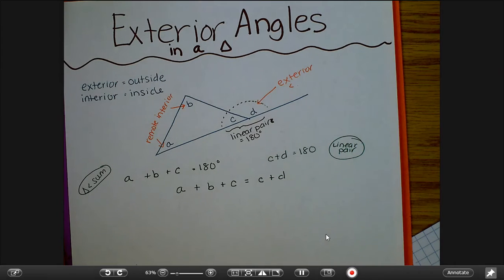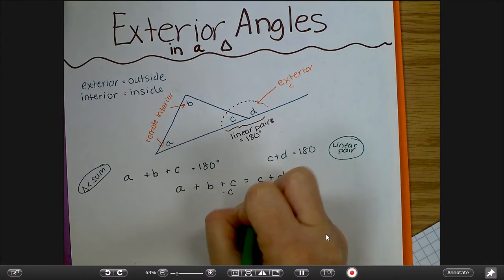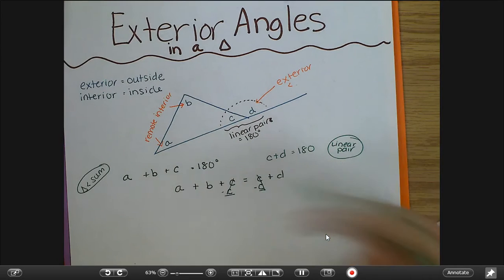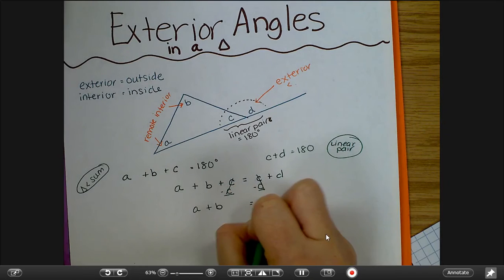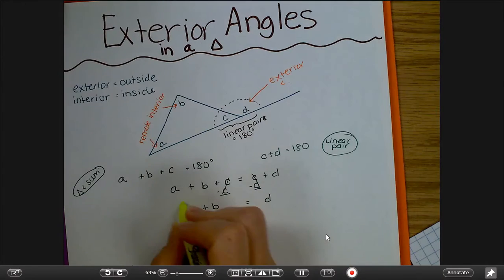And now we're just going to solve this and simplify it so you can see. They both have a C, so I'm going to combine those. Well, what happens? This cancels and that cancels. So A plus B is equal to D. Cool, right? All right, so I'm going to highlight that because that's important, and then we're going to talk about exactly what that means.